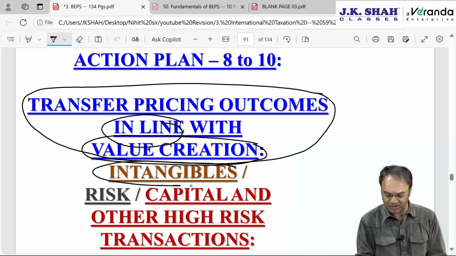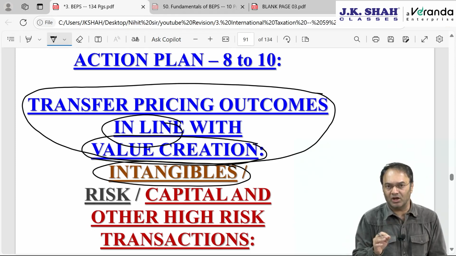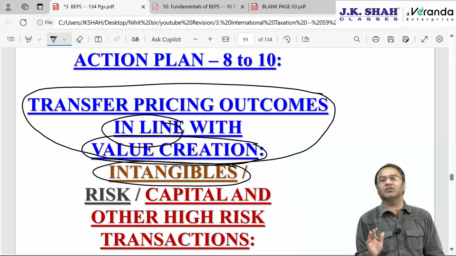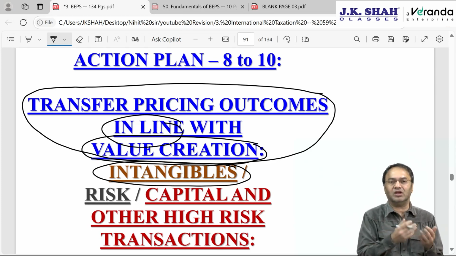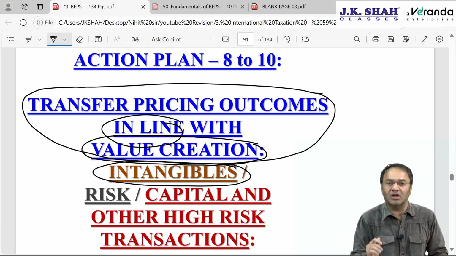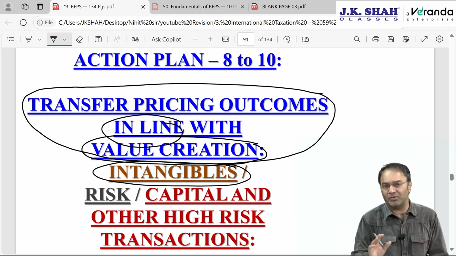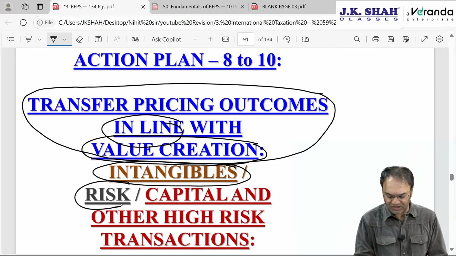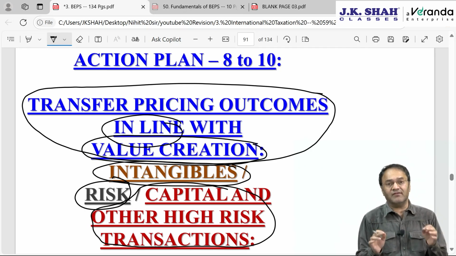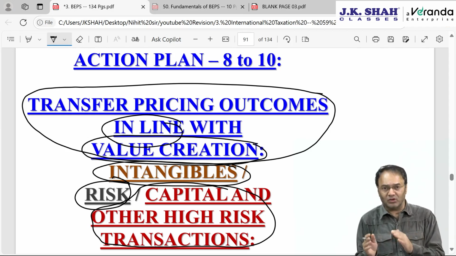Which three? Number one, intangibles, meaning whereby profits are earned because of these three items. These three are also called profit drivers or profit level indicators, PLI. In simple language, they are economic activities which generate income. Like for example, an intangible asset will generate income from exploitation of intellectual property rights, IPR, such as royalty. Number two, risk, and third, capital and other high risk transactions. These are the three value adding or value creating items.